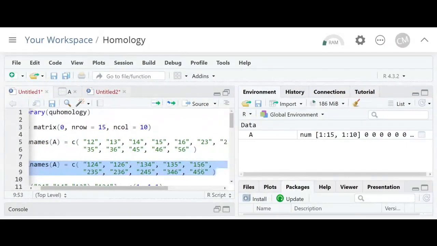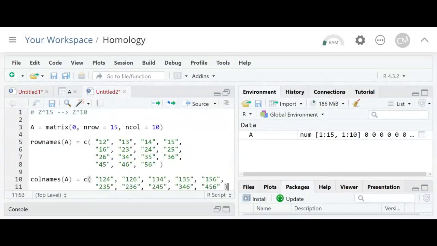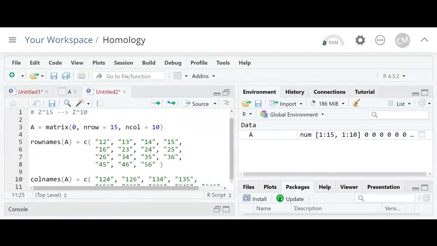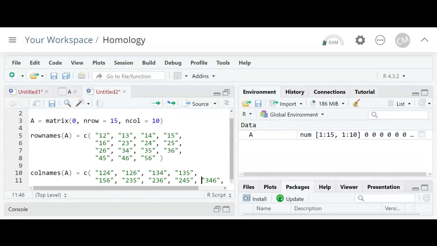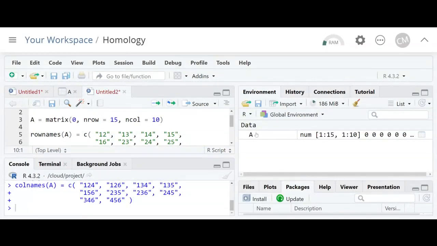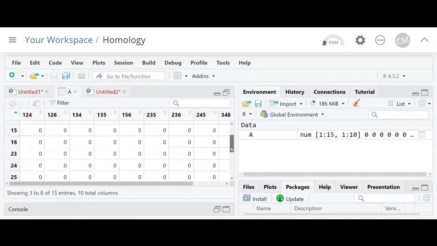So I did this ahead of time myself, so I'll just copy this again. Just like before, we'll just organize it in a nice way, like that. And we give it, that will be the column names. So these are the oriented two-dimensional simplices. We run this, and now if you click back on your matrix and you explore your matrix, you can see the columns are now more conveniently named after every two-dimensional simplex.